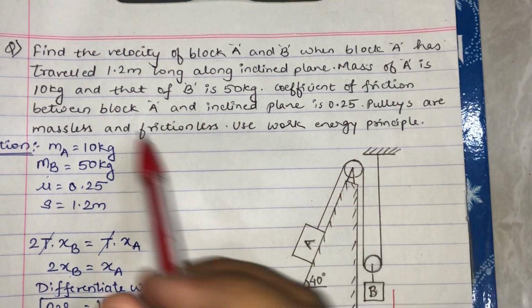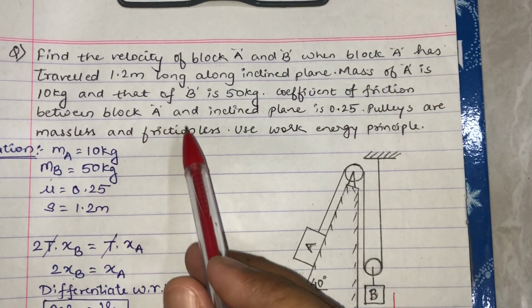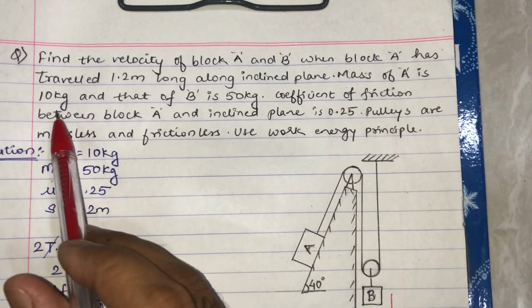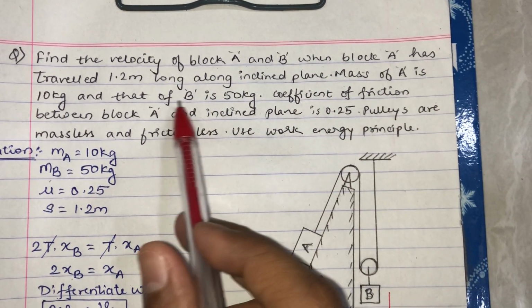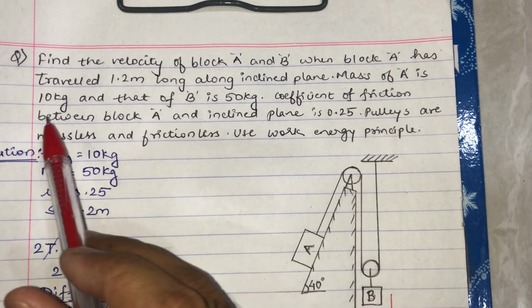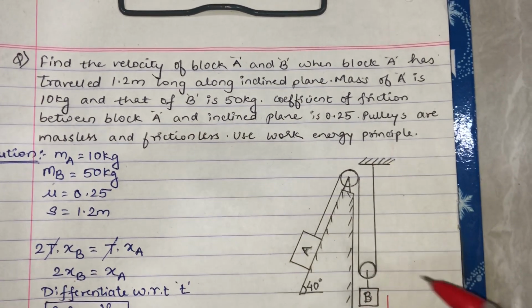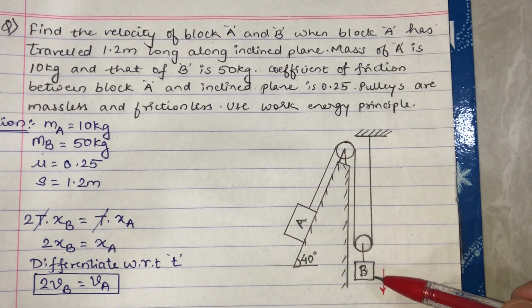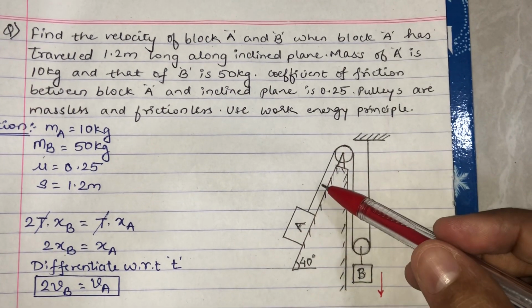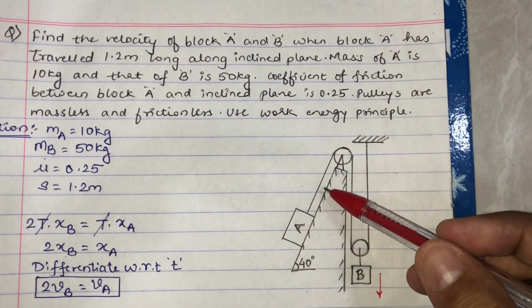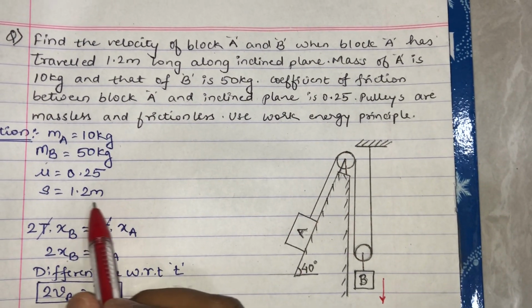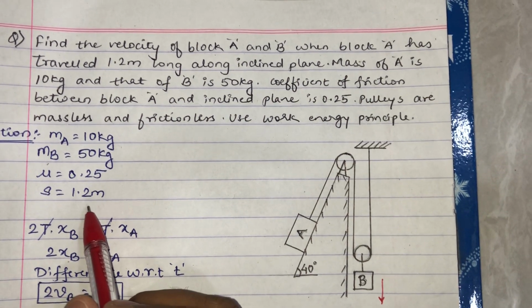Now when you see the question, it is nowhere mentioned that block A is moving above, but with the help of the masses of the two blocks, 10 kg and 50 kg, we can assume that block B moves down as it is 50 kg. So if it is moving down, this will go above, and once it is going above, it is covering a distance of 1.2 meter.